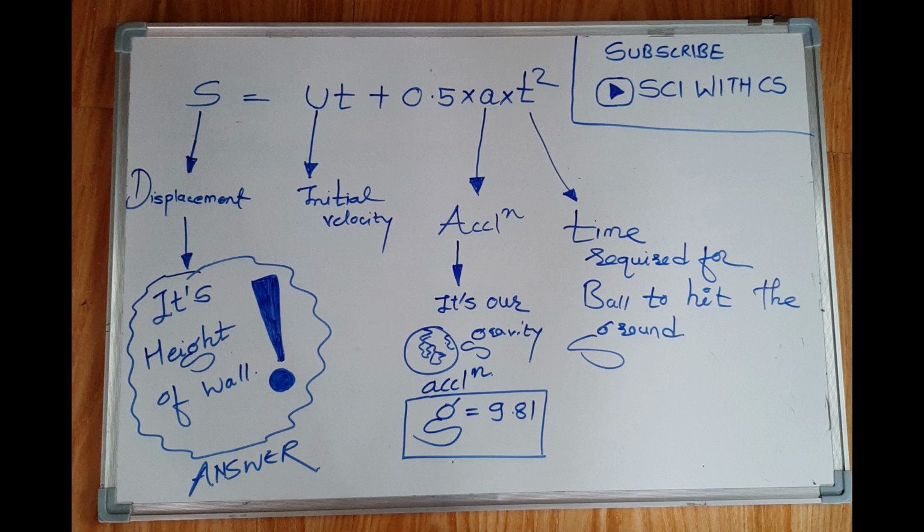So here you can see the meaning of each term. S is for the displacement. Here in our case it is the height of the wall, and our final answer. S equals ut, where u means the initial velocity. As our ball is at rest on my hand, the initial velocity u is 0, and t is the time required for the ball to hit the ground. And a, the acceleration, is in our case the gravitational acceleration, as we are going to drop the ball from the height. So it's g, gravitational acceleration, equal to 9.8 meter per second square.